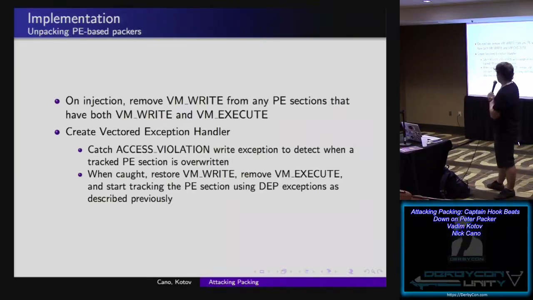We get an exception, and then we switch. We remove execution now because we assume this write wrote the code, and then next time it executes, our vectored exception handler will catch it again after the write, and now we know if code was unpacked, we dump that out of memory to disk, and that'll catch UPX and all these other packers that work this way.